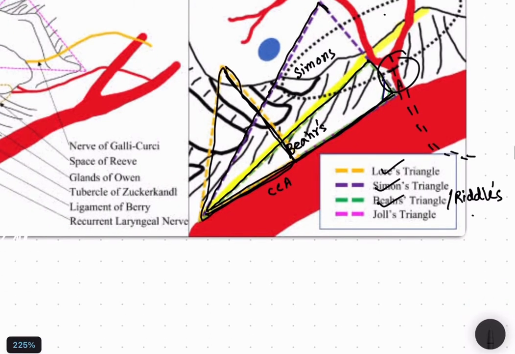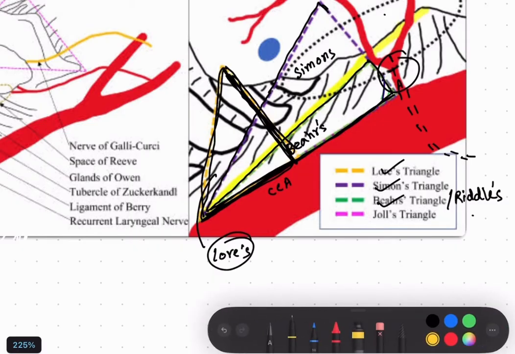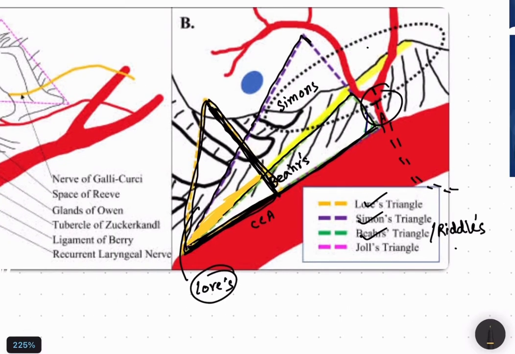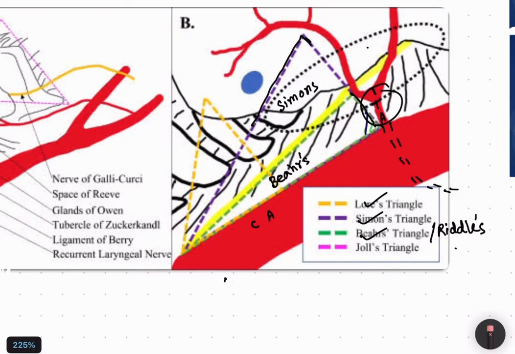Now this Lord's triangle, so here laterally you have the common carotid artery, on the medial side you have the medial border of the trachea, and above you have the inferior pole of the thyroid. This is your Lord's triangle. So here also, what is the importance? You see the inferior segment of the recurrent laryngeal nerve, this yellow portion. Don't worry, we will be learning this again. So just wait. So we have just discussed these three triangles.